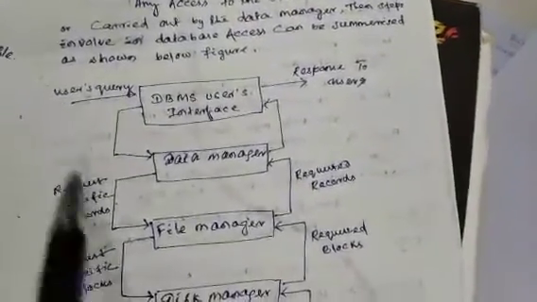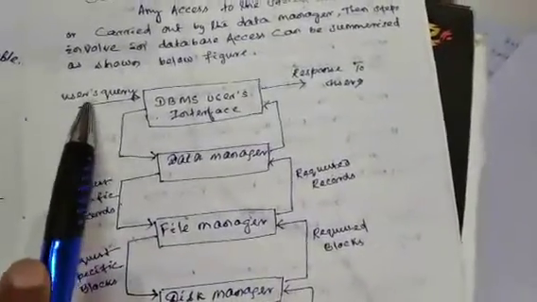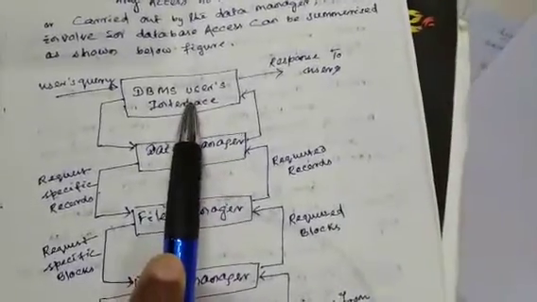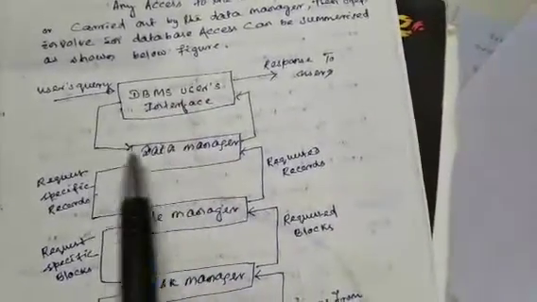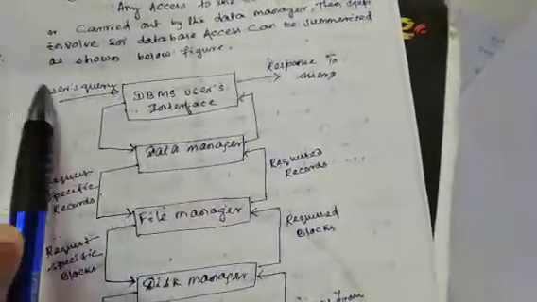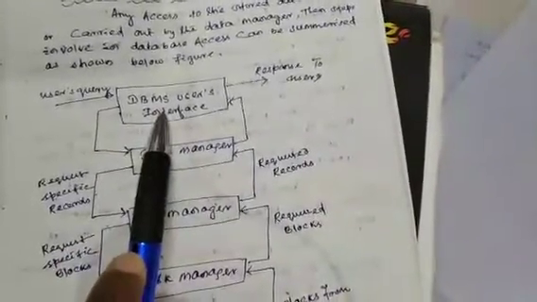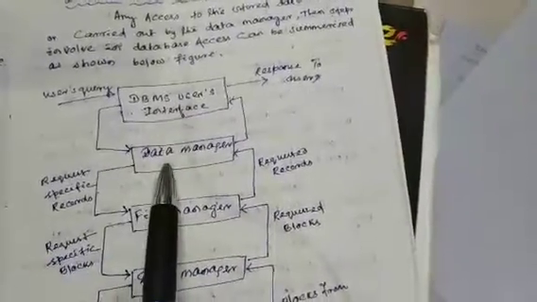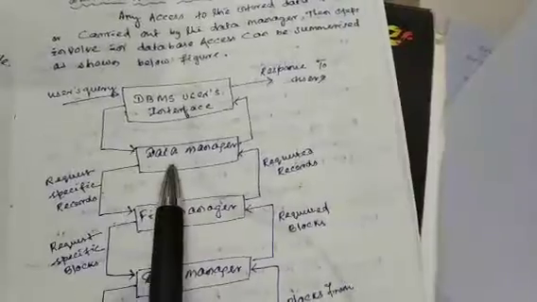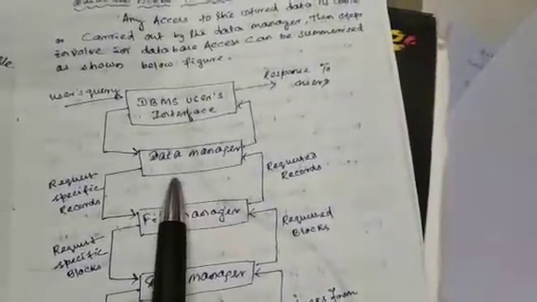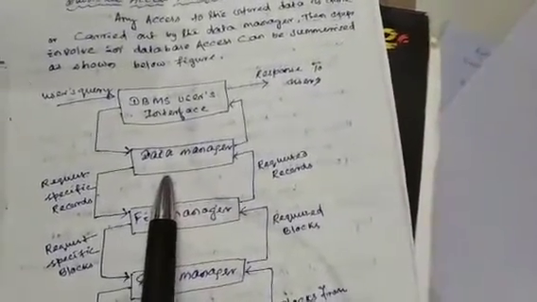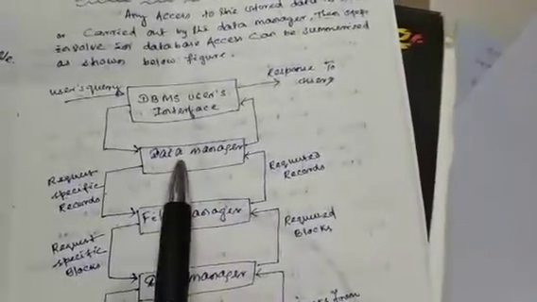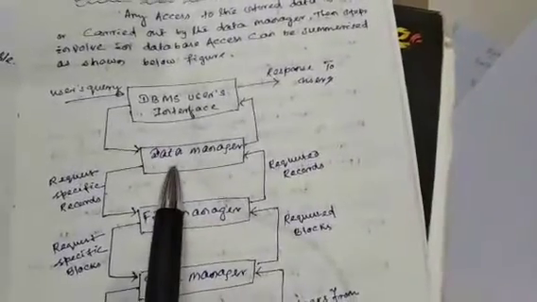Access method. Here the user requests a query to the database user's interface. Then this interface interacts with the data manager. The external user gives a query to the user's interface, then this query comes to the data manager for processing. The data manager provides the basic database management functions, including creation and maintenance of the database, everything.